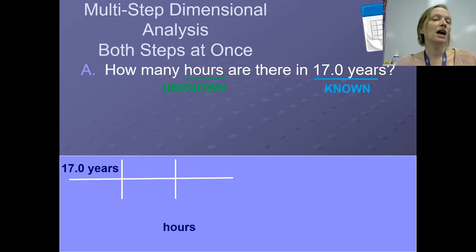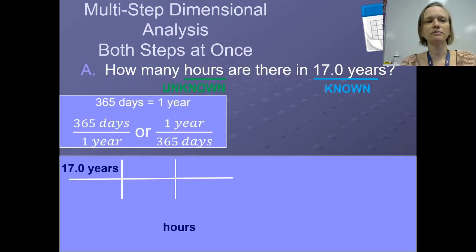My dimensional lines, when I get to step 2 and draw my dimensional lines, this time I have 2 conversion factors, so I need to have space for 2 conversion factors. For conversion factor number 1, do I want to convert from years to days, or do I want to convert from days to years? I need to make sure I use my conversion factor in the right order. I want to get rid of years, so years are going to go in the bottom and days are going to go up top in my first conversion factor.